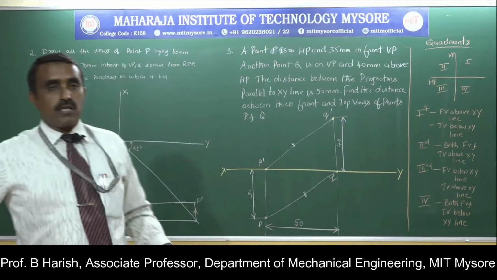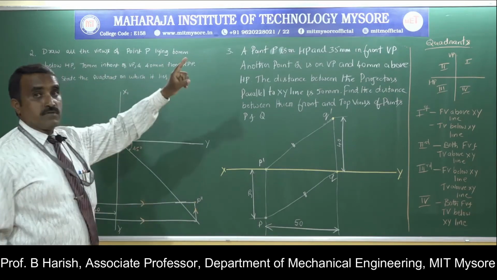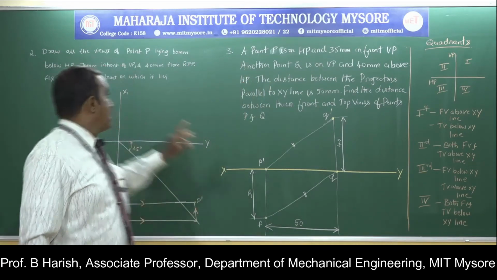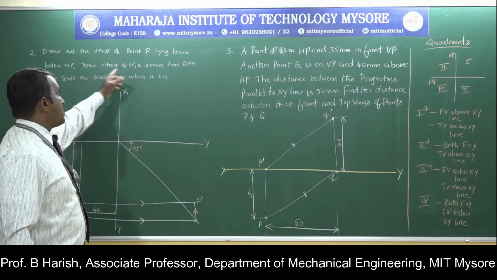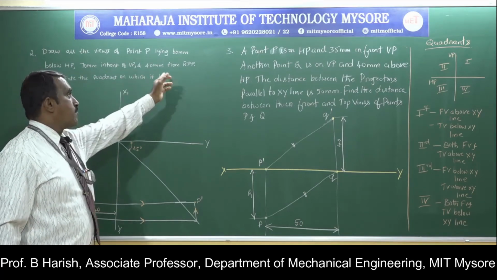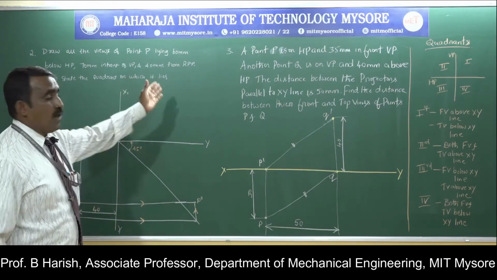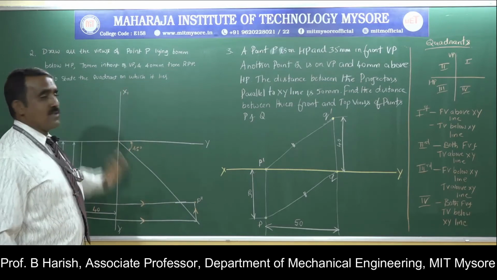Once again, going through the problem, it says draw all the three views. Which are the three views? Front view, top view and profile view of point P lying 60 mm below HP, 70 mm in front of VP and 40 mm from RPP, the right profile plane. Also state the quadrants in which it lies.